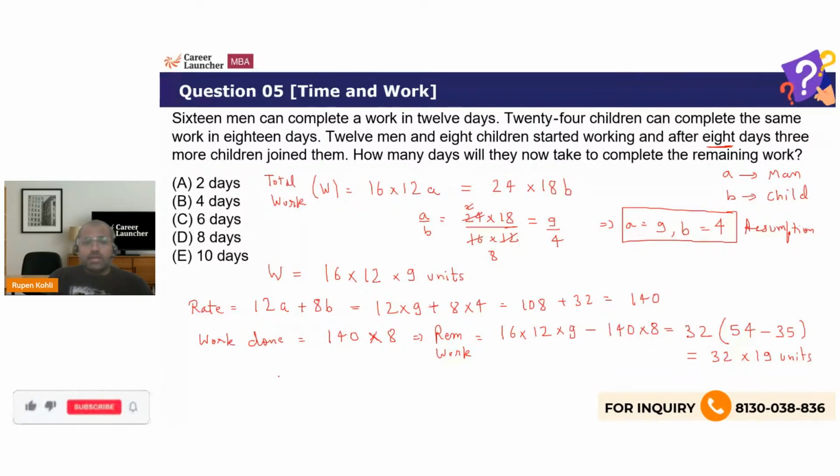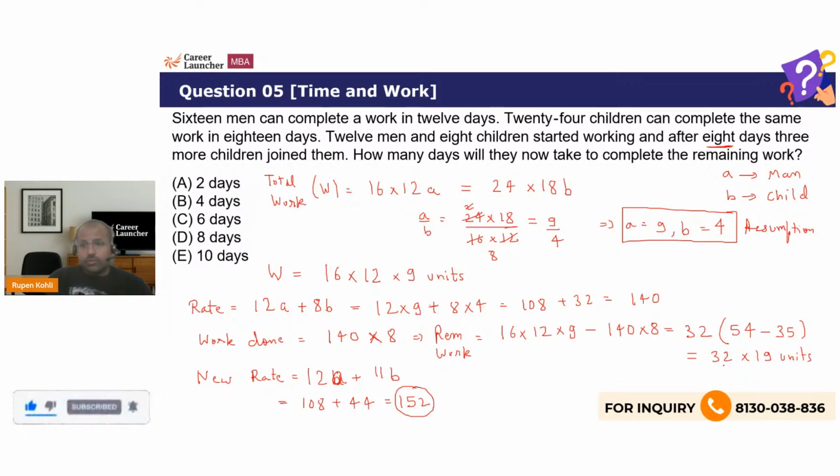And now there's a new rate at which the work is being done because there are some more children that have joined. How many of them? Three more children have joined them. So in total, there are 11 children. 8 children are already there, right? So 12 men. What is the new work rate? 12 into A, and 11 children, 11B. So 12 into 9, 108, 11 into 4, 44. This is 152. So this is the rate.